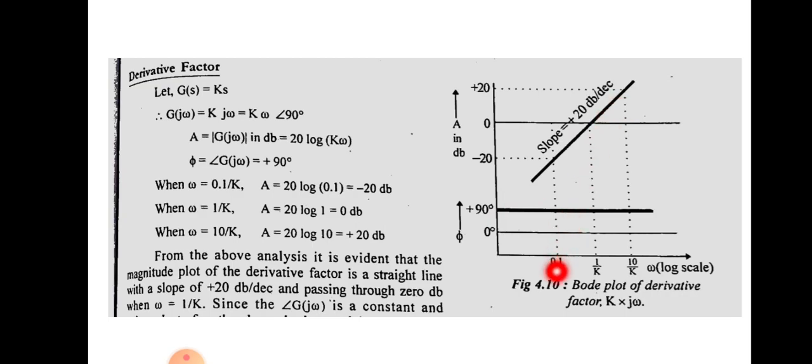See, for this value the graph has got this value, and for 10 by k the graph will have got this value. So we can join these points and we will get a curve like this. You can see here that when omega is increasing, this graph goes from minus 20 dB to plus 20 dB. So the slope will be basically plus 20 dB per decade. It is increasing. So when a term like ks comes in the question, the magnitude plot will be like this, and its slope will be plus 20 dB. Slope is an important thing, and you should remember this slope, okay?